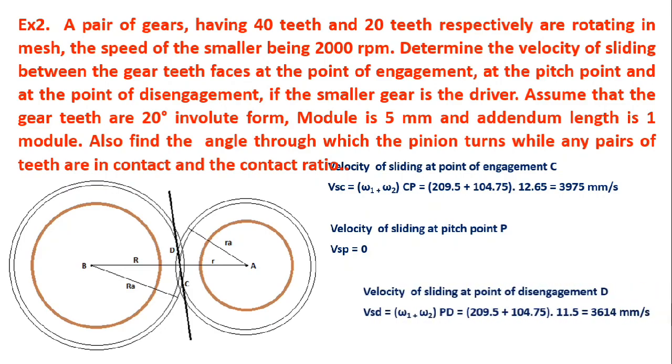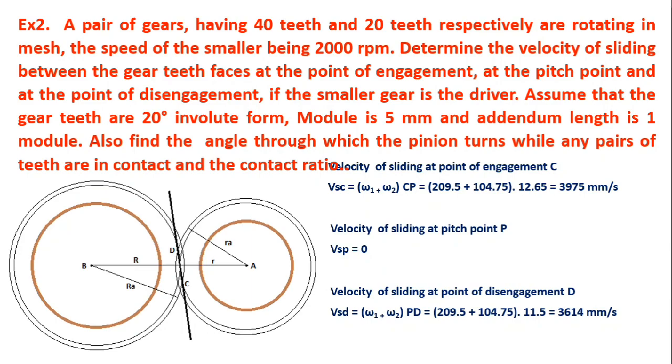So velocity of sliding at disengagement D can be given again as the sum of the velocities of gear and pinion into the length of recess or path of recess. Substituting that value, we get 3614 mm per second as the velocity of sliding at disengagement.